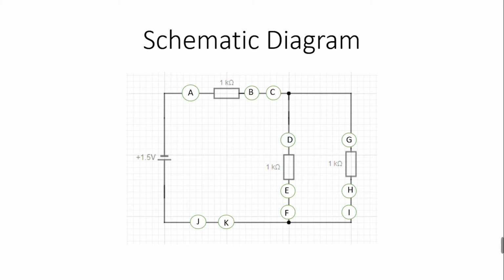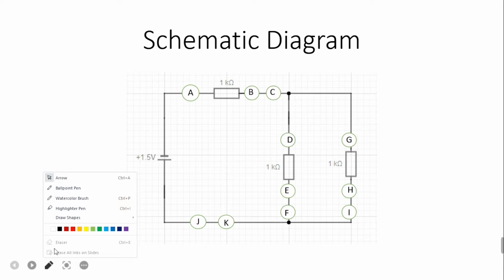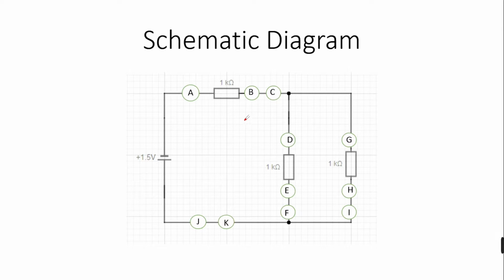So, we see this schematic diagram first. This is a schematic diagram of the experiment. We have a 1.5 volt battery. We have three resistors: resistor 1, 2, and 3. Resistor 1 is connected in series. Resistors 2 and 3 are connected in parallel. Next.